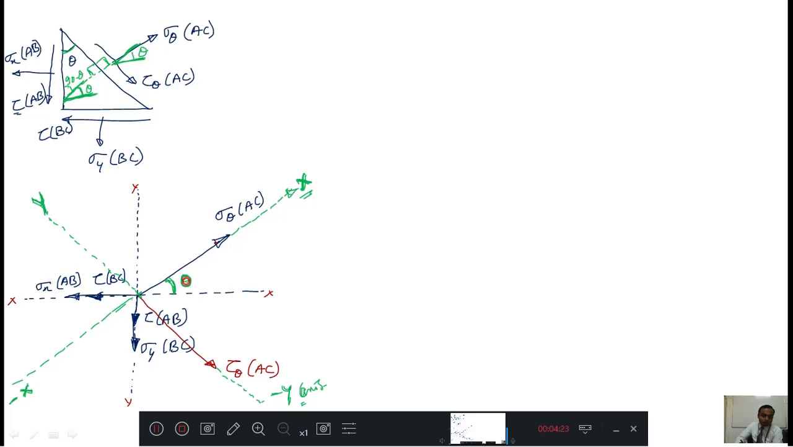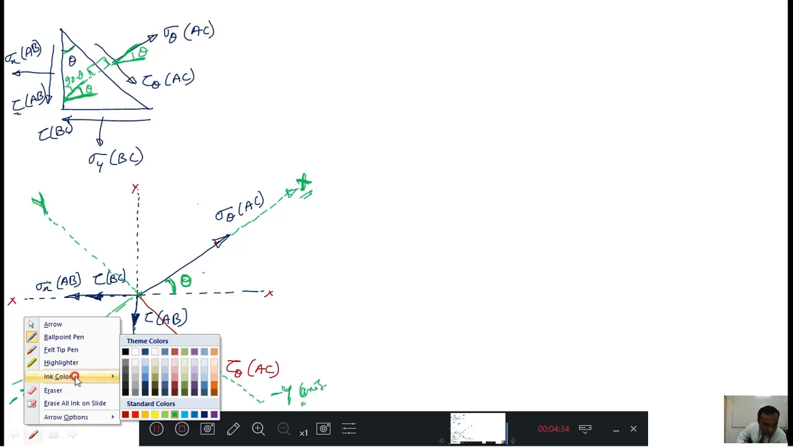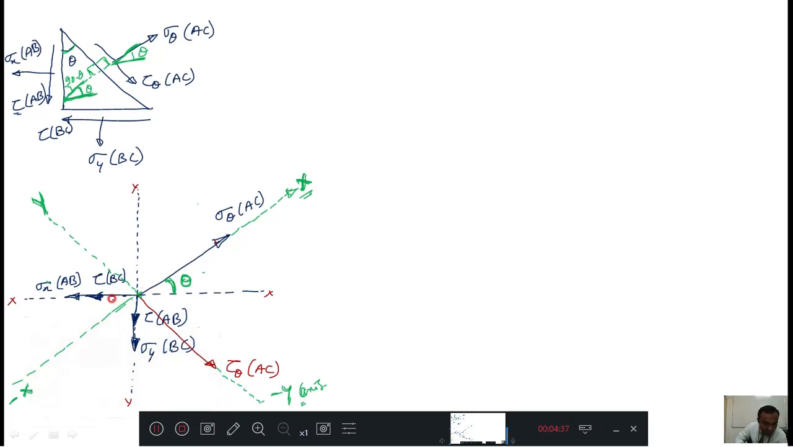Okay. Now, if that is theta, then this is also theta. Then this is 90 minus theta, you should always know. And one more thing, this is theta, and this is 90 minus theta.